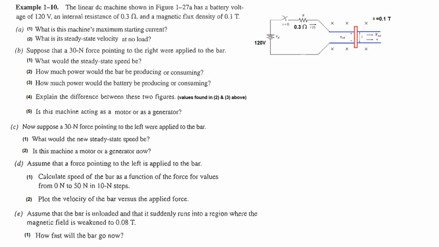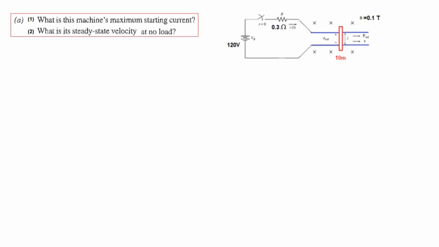Now this is the problem that we need to solve, and there are a lot of questions, so we'll take one at a time. So let's take the first one, the A part. What is the machine's maximum starting current, and what is the steady state velocity at no load? So two questions.